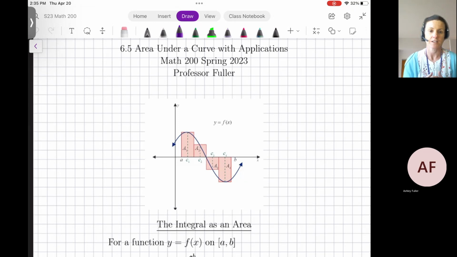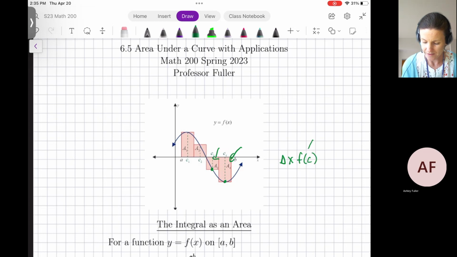Up to this point, we've looked at functions that have always remained positive, but what happens when the function dips below the x-axis? If you consider it in terms of Riemann sums, notice that when we calculate the area of these down here, we're actually going to get a negative number because the function value will be negative and we'll have delta x times some f of c, where this f of c is a negative number, resulting in an area that's negative. However, we know that area, much like distance in terms of absolute value, has to be positive.